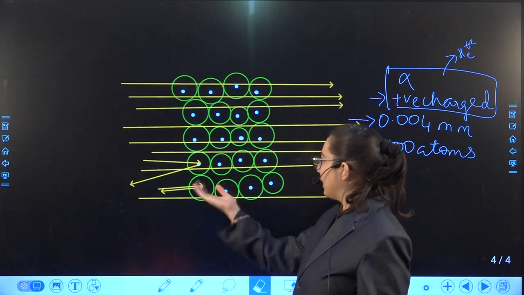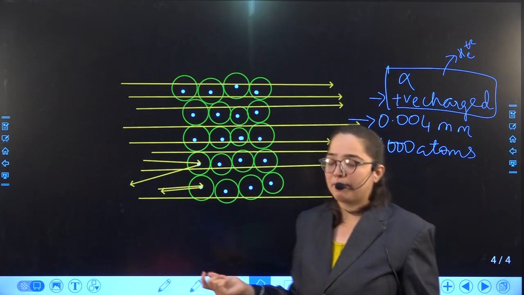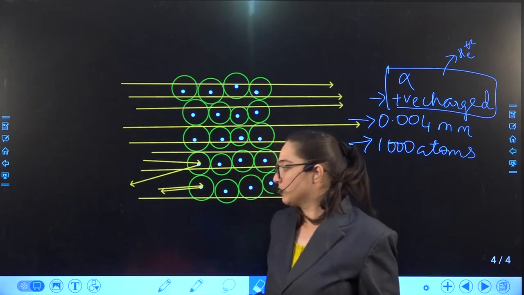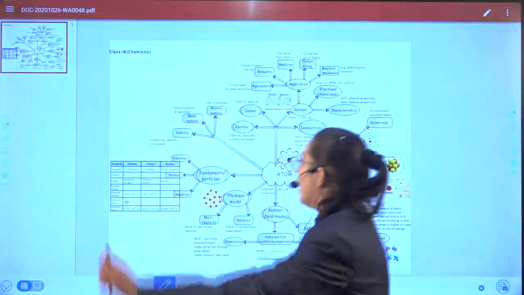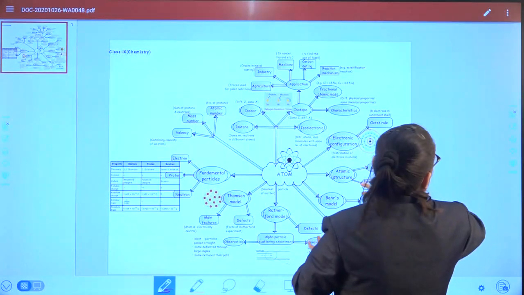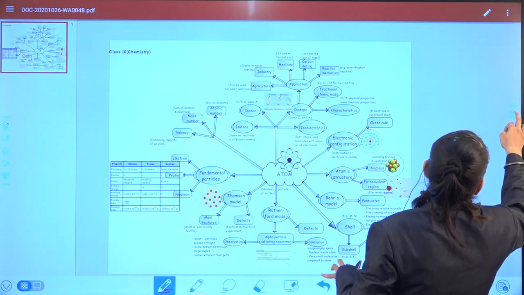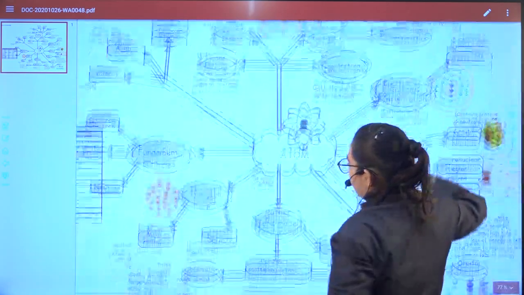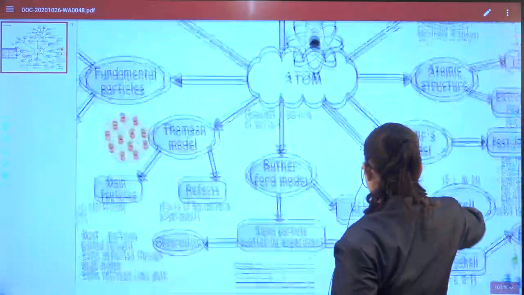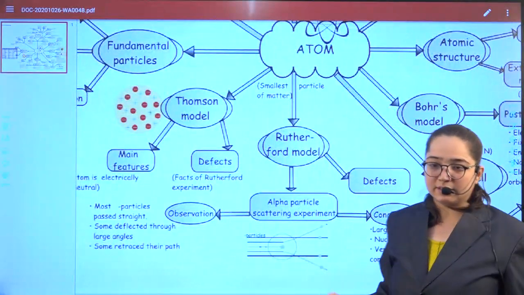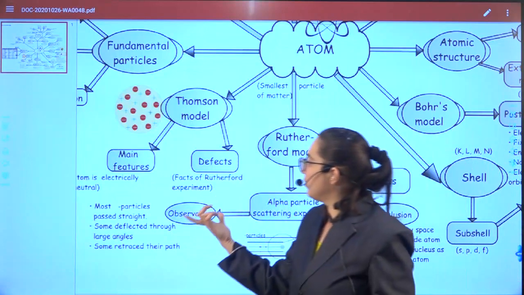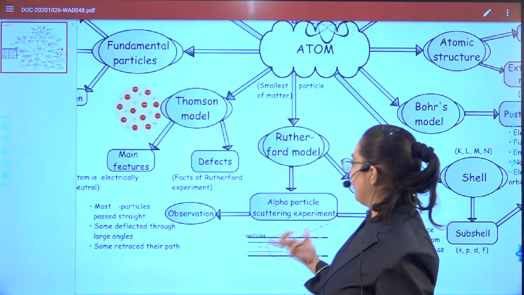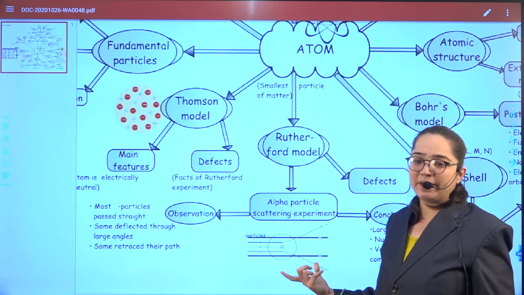That is, almost all are passing straight and 1 out of 12,000 rebounded back. This suggests that at the center there is some positive charge which is residing. Let's move further with this context. This is what we are discussing about. We have already discussed the Thomson's model, its main features. Coming to the Rutherford's model, he had done the alpha ray scattering experiment, as you can see over here.